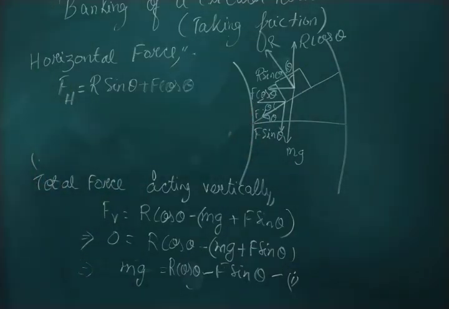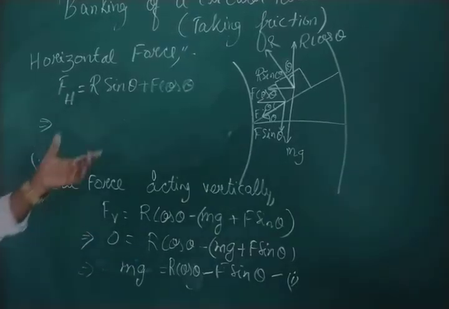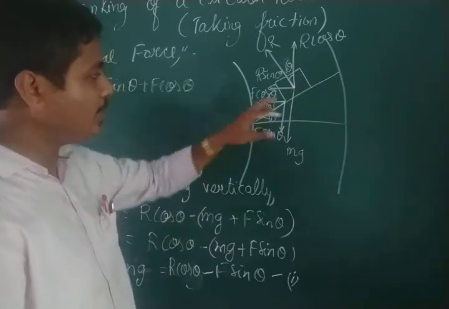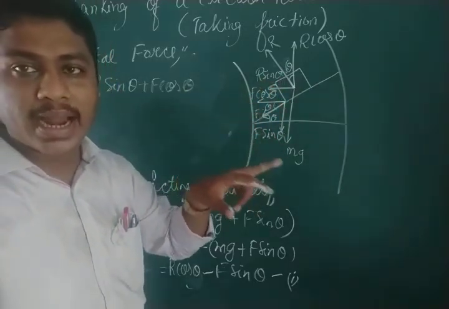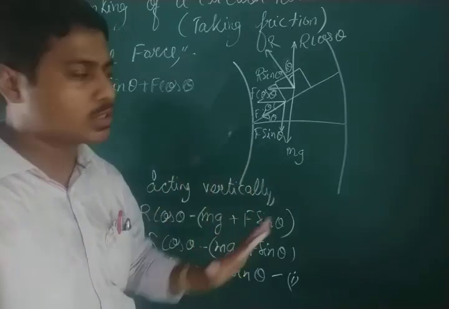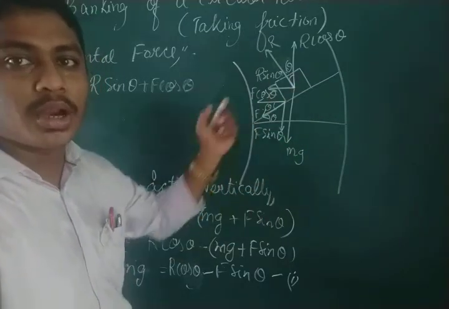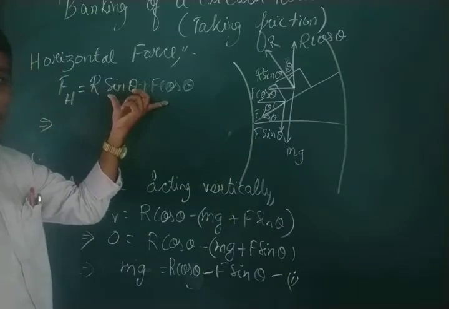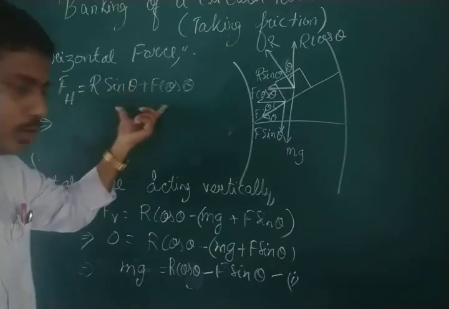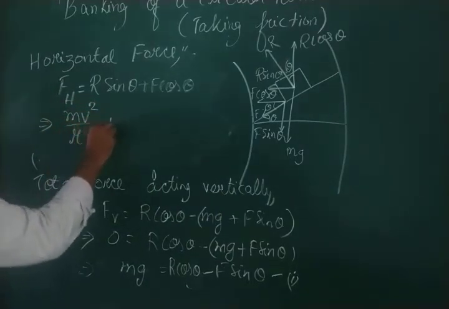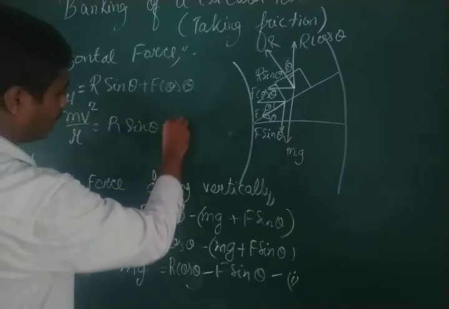Okay, then if I consider this Fh, here we can consider that this total force is acting towards the center. That means these two forces are providing the necessary centripetal force, because your car is moving in a circular road. Therefore, these two forces are providing the necessary centripetal force. So we can write in place of this, it will be equal to mv square by r: r sin theta plus f cos theta.